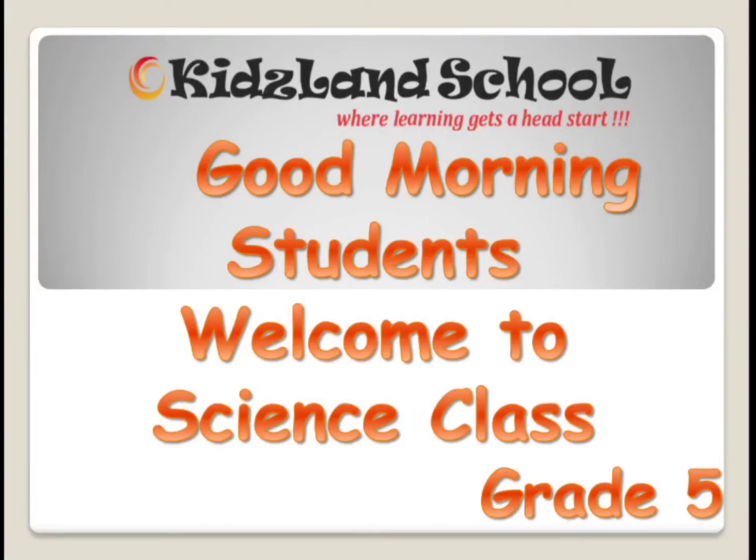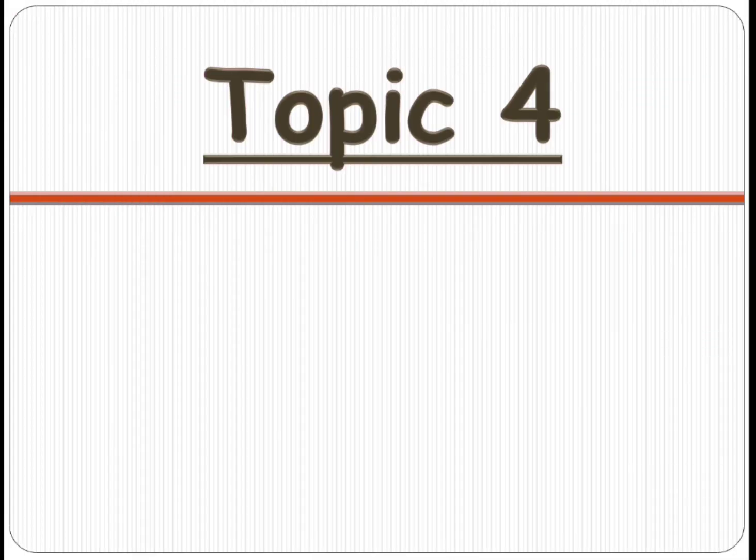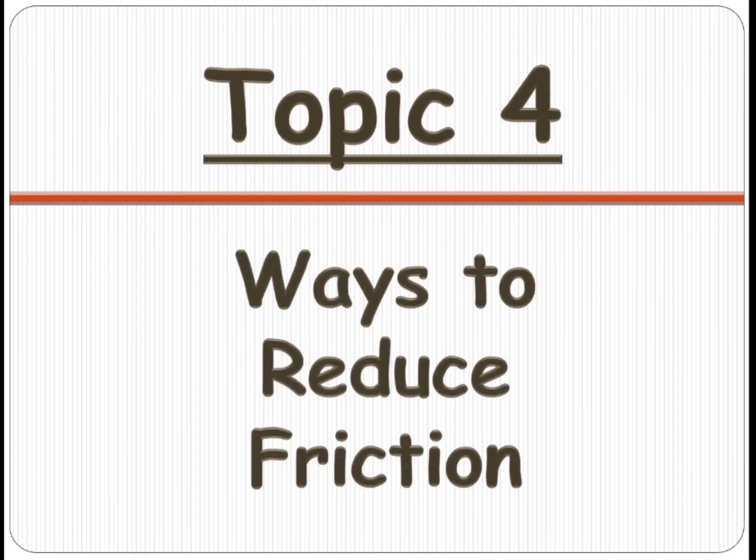So, in science, we are learning the 18th block, which is friction. In this block, we have learned what friction is, how friction changes based on the surfaces, and the advantages and disadvantages of friction, isn't it, children? In the last topic, the fourth topic, we are going to learn how to reduce friction. We use friction for many things, but when friction is a disadvantage, we have some ways to reduce it in those places.